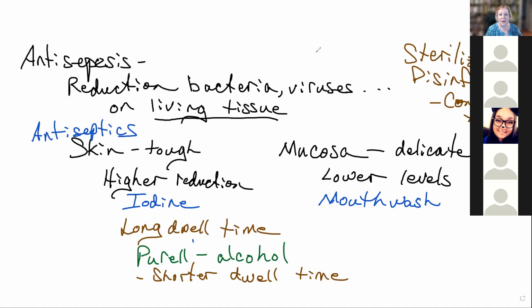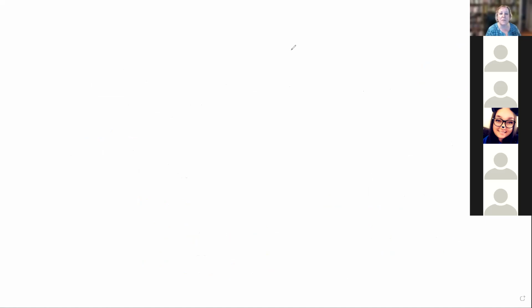And while we're talking about it, let's introduce the topic of bioburden. Contact time, dwell time, the active ingredient, and also bioburden are all important. Actually, I'm going to have to clear the board because I've run out of room.